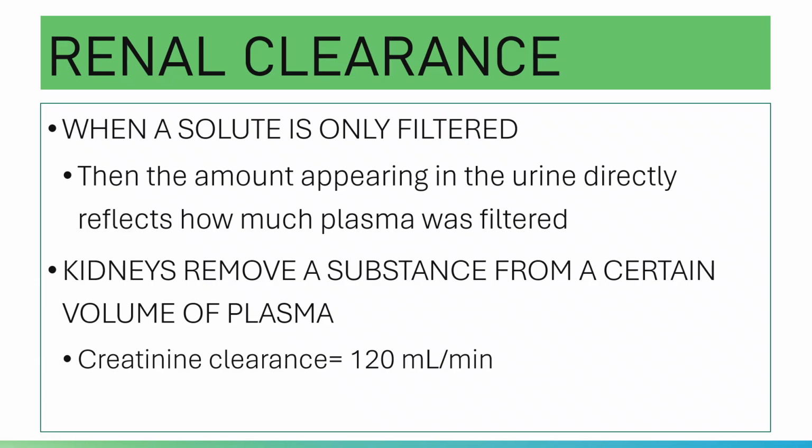Meaning, every minute, the kidneys remove from the blood an amount of substance that is equal to what is contained in a certain volume of plasma. So let's take a look at this example in your creatinine clearance. Suppose you have a clearance of 120 ml per minute. So every minute, the kidneys remove from the blood an amount of creatinine that is equal to what is contained in 120 ml of plasma. That is your renal clearance.